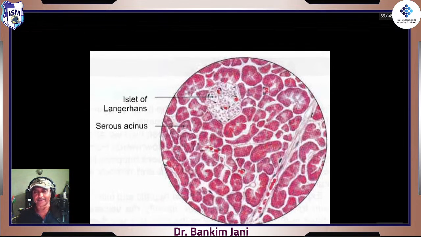So here it is, the histology. Almost the entire pancreas is silently doing this: these are the serous acini, right? These are the serous acini. They are important to release all those digestive juices, so their function is digestive juices.